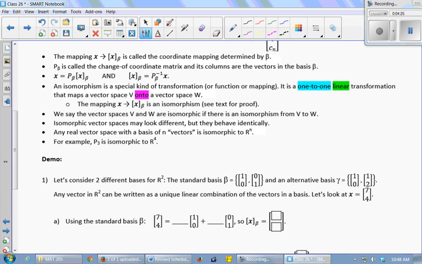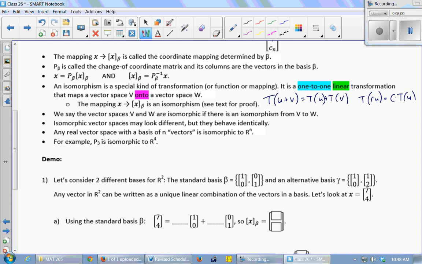And linear, do you guys remember linear? It said that T of u plus v has to equal T of u plus T of v, and T of c times u has to equal c times T of u. This was from a long time ago. That was the definition of a linear transformation. So when there's an isomorphism between one vector space and another, that means that we, I lost the word.